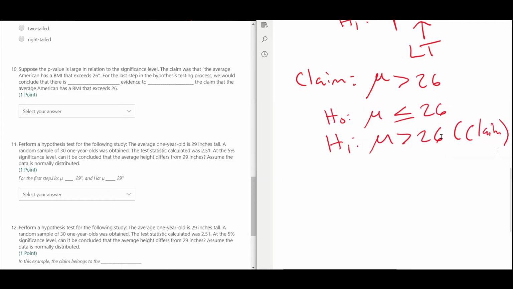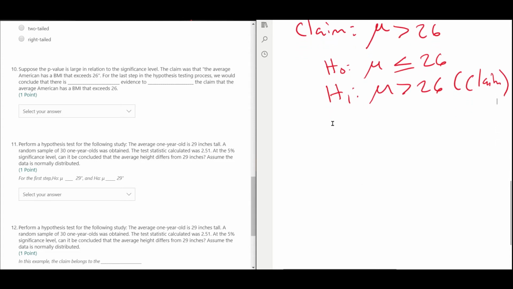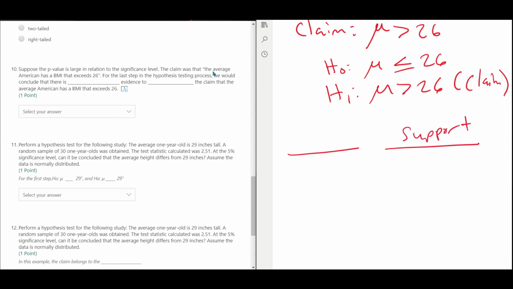Since that's our claim, if the alternative is our claim, we have to use the word support. So for our two blanks, support the claim. If H1 is the claim, we have to use support. If H0 is the claim, we use the words reject the claim. Now in this case, are we going to reject or not? It says here the p-value is large in relation to the significance level. So they're saying that the p-value is greater than alpha.